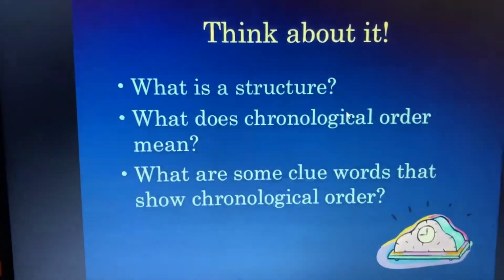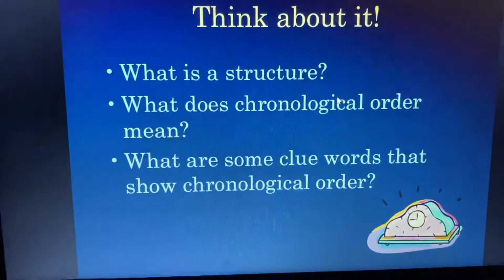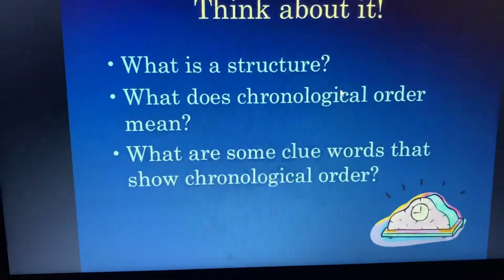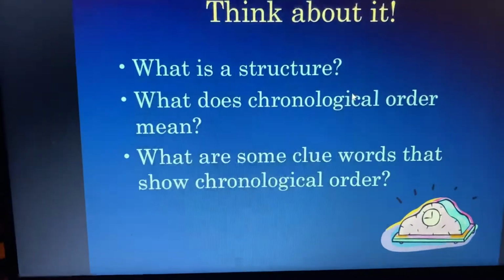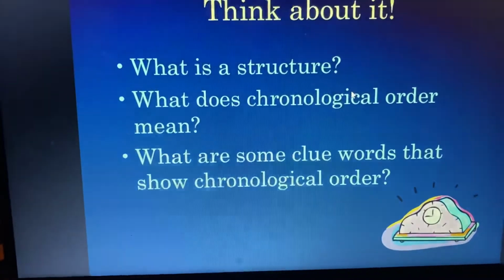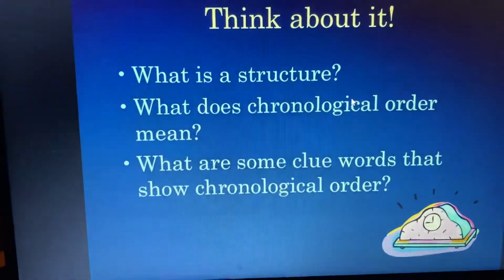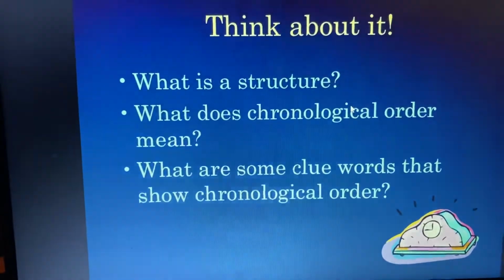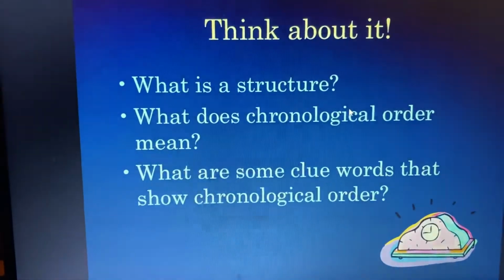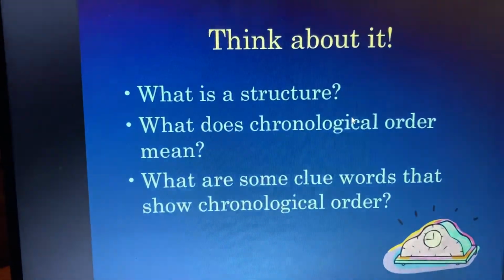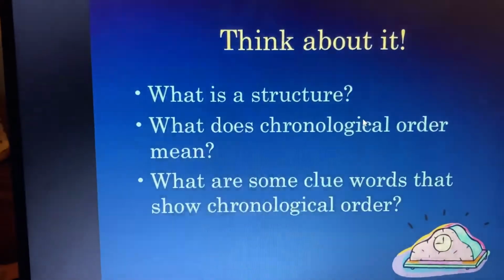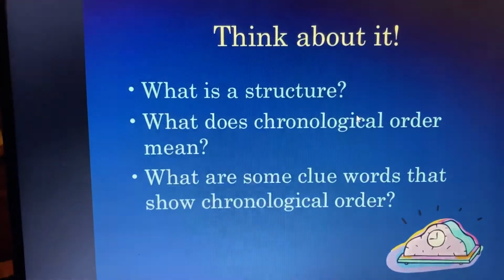So let's look at the whole big picture. What is a structure? That is how a text is built. And what does chronological order mean? It means the order in which something happens. And what are some clue words that can show chronological order? First, next, last, later, finally, or even a specific date.